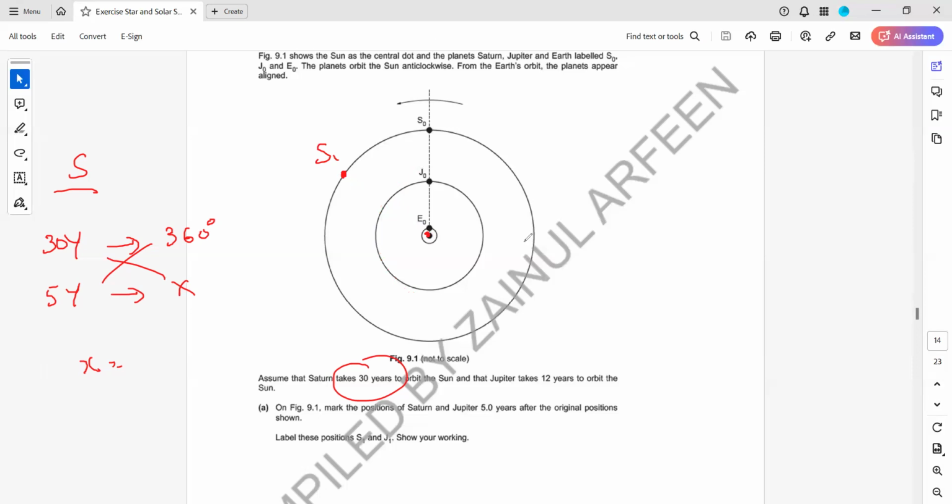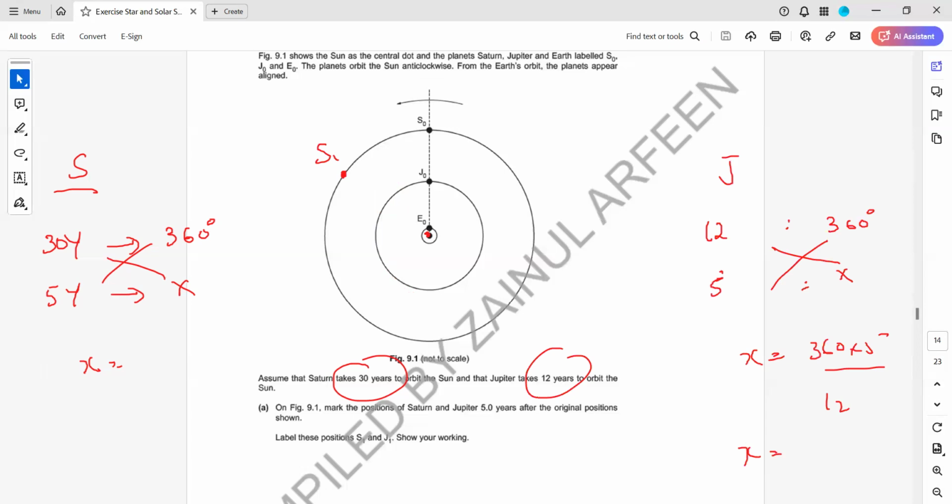Same thing for Jupiter, how can it be done? For Jupiter, it takes 12 years. So 12 years it takes for 360 degrees. 5 years it will be X. Cross multiply. What's the answer? So it will be 360 multiplied by 5 divided by 12. What's the answer for X? How many degrees? 150.